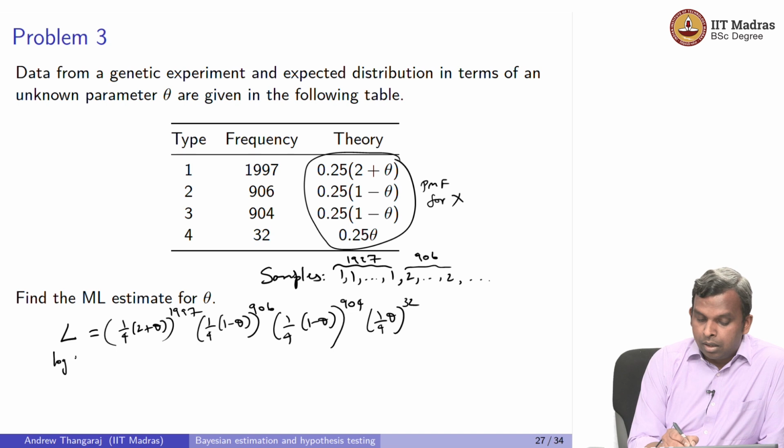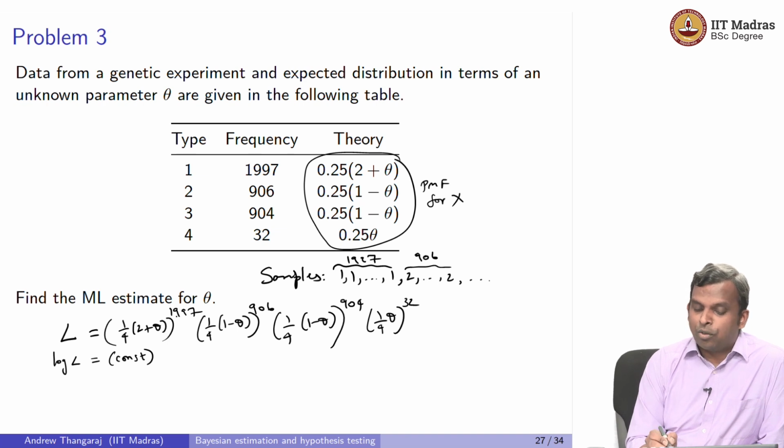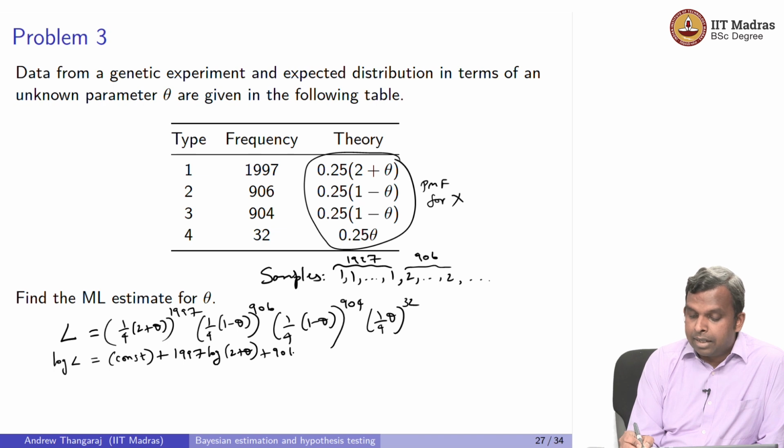So let's do that. Log L, you will get some constant here. I like to just write it as a constant, like log of (1/4) to the power of the total sum that will come there, and that's a constant. It doesn't matter to me. What really matters is 1997 log(2 + theta) plus 906 plus 904. So 906 plus 904 is 1810, right? So 1810 log(1 - theta) plus 32 log theta.